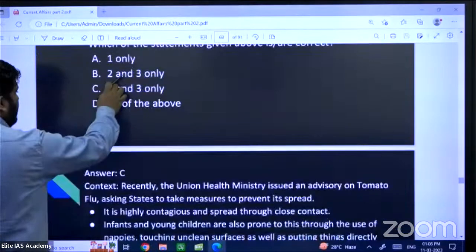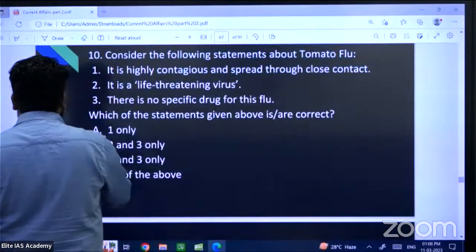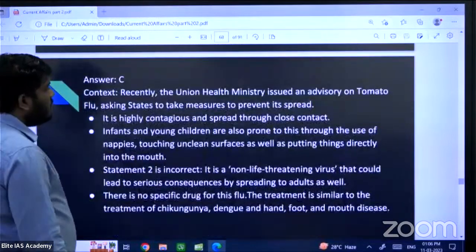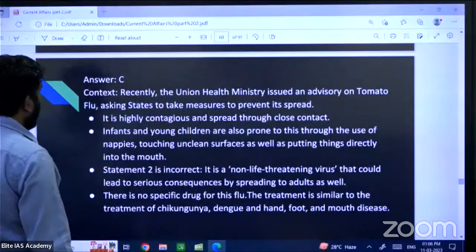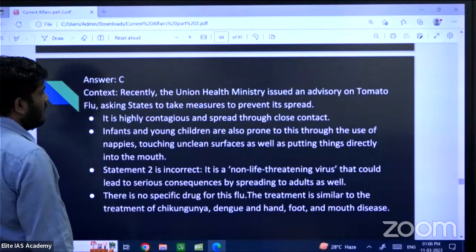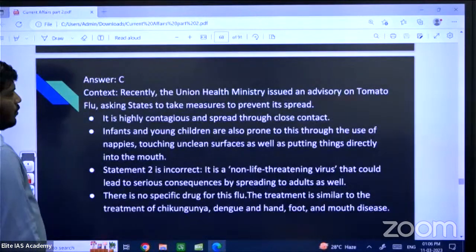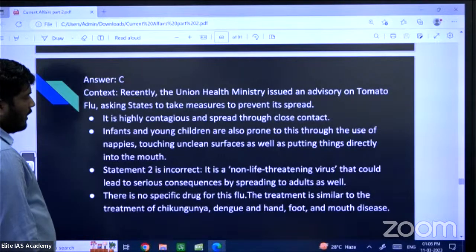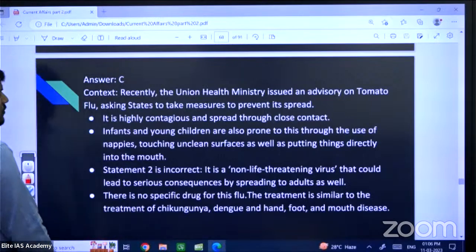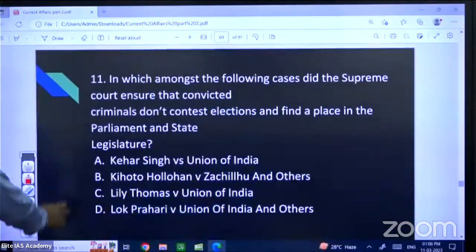So the correct answer for this is 1 and 3 only. Statement 2 says it is a life-threatening virus. No, it can be cured by simple antibiotics. Recently, the Union Health Ministry issued an advisory on tomato flu, asking the states to take measures to prevent its spread. It is highly contagious and spread through close contact. The first one is right. Infants and young children are also prone to this. Statement 2 is incorrect because it is a non-life-threatening virus, though it could lead to serious consequences by spreading to adults as well. Okay. Moving on to the next question.